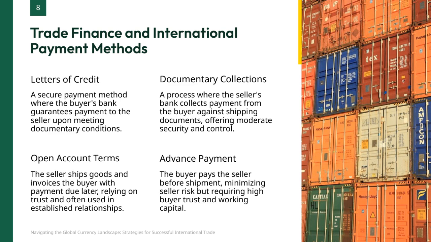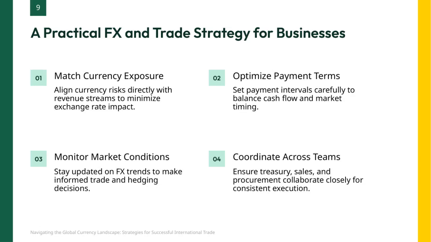Then, we have open account terms, where the seller ships the goods and invoices the buyer, who pays later. This approach depends heavily on mutual trust and is typically used when relationships are well established. Finally, advance payment requires the buyer to pay the seller upfront before shipment, which minimizes risk for the seller, but demands a great deal of trust and sufficient working capital from the buyer. Each of these methods balances risk and trust differently, making it essential to choose the right one based on the specific trade circumstances.